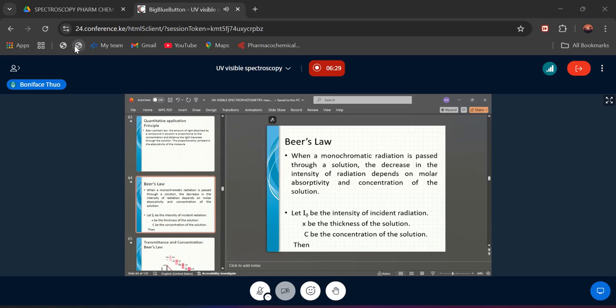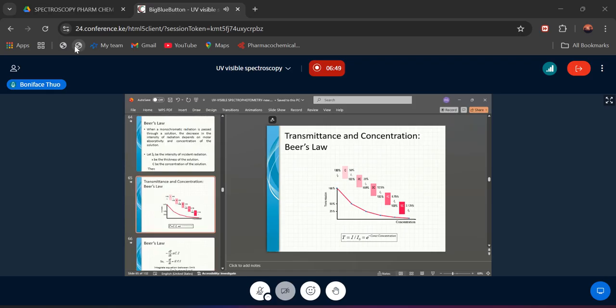So when a monochromatic radiation is passed through a solution, the decrease in intensity of radiation depends on molar absorptivity, which we have just listed earlier, and the concentration. So by relating those two, we are able to determine the concentration. This is a graphical representation of what is actually happening.